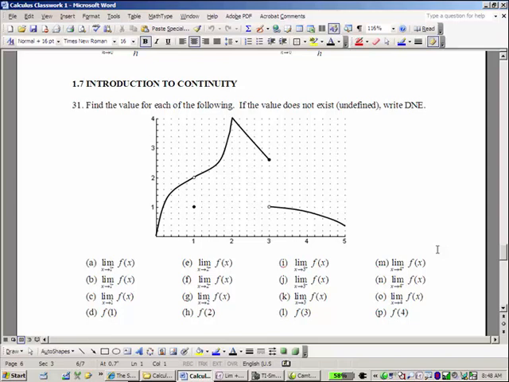Where is it discontinuous? Dan? X equals 3. It's definitely discontinuous, right? You had to pick up your pencil. And? Rachel? At X equals 1 because of the gap. Yeah, X equals 1. You have to pick up your pencil. You can't draw through that.